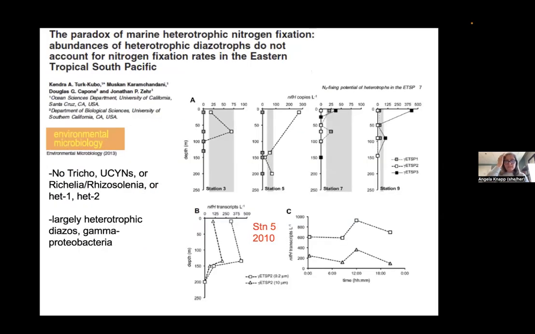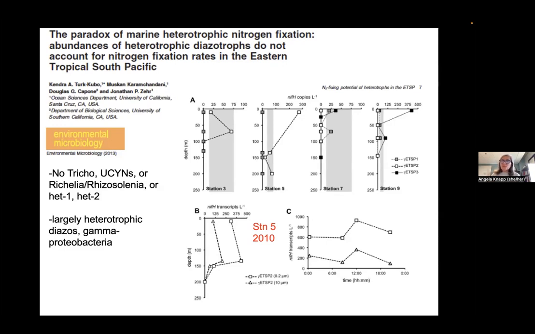And so this is work that was done by Kendra Turk-Kubo, a colleague of ours at the University of California in Santa Cruz. And what she did was she characterized the diazotroph community composition using molecular tools. And what she found is that the typical cyanobacterial diazotrophs that we know and love, like Trichodesmium or Crocosphaera or the eucins, were not there. They were just not present in the Eastern Tropical South Pacific. She did find some low abundance of heterotrophic diazotrophs.